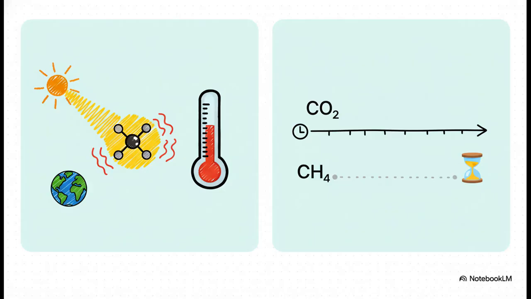Now, GWP is based on two really critical things. On the left, you've got radiative efficiency. That's basically how good a gas is at trapping heat. Think of it as its raw power. And on the right, you have atmospheric lifetime, which is exactly what it sounds like, how long the gas sticks around. Methane, for instance, is super potent, but it breaks down pretty fast. CO2, on the other hand, is less potent molecule for molecule, but it can hang around for centuries. GWP brilliantly accounts for both of those things.